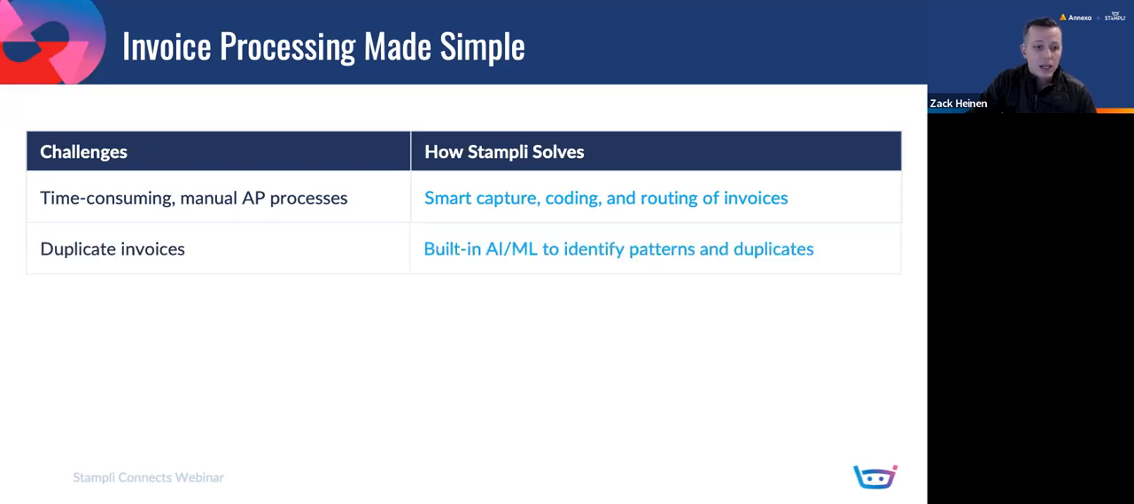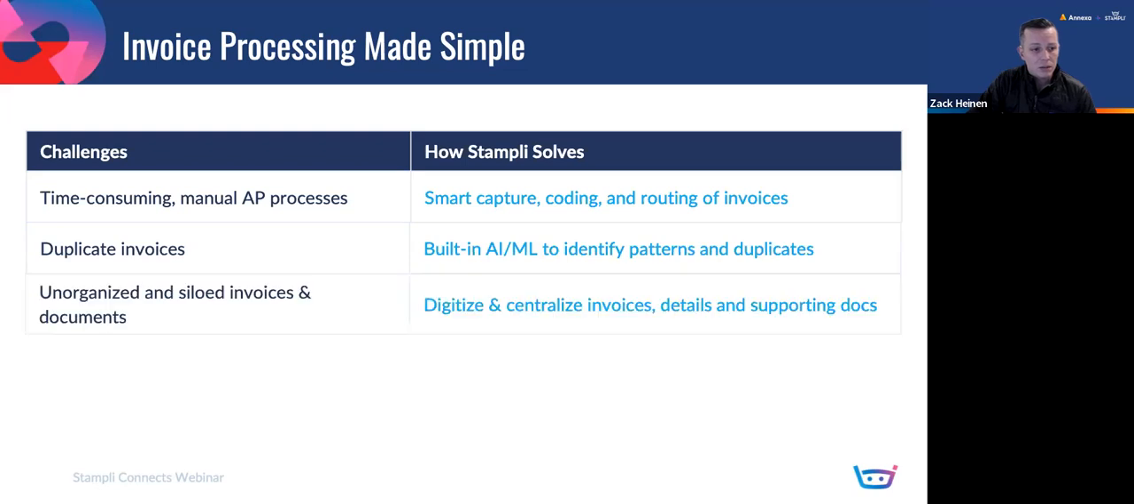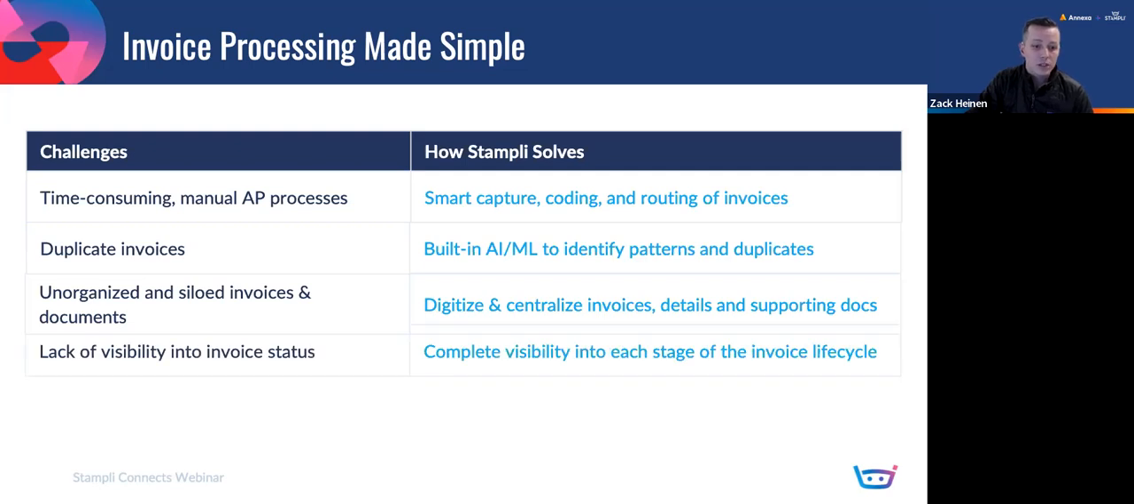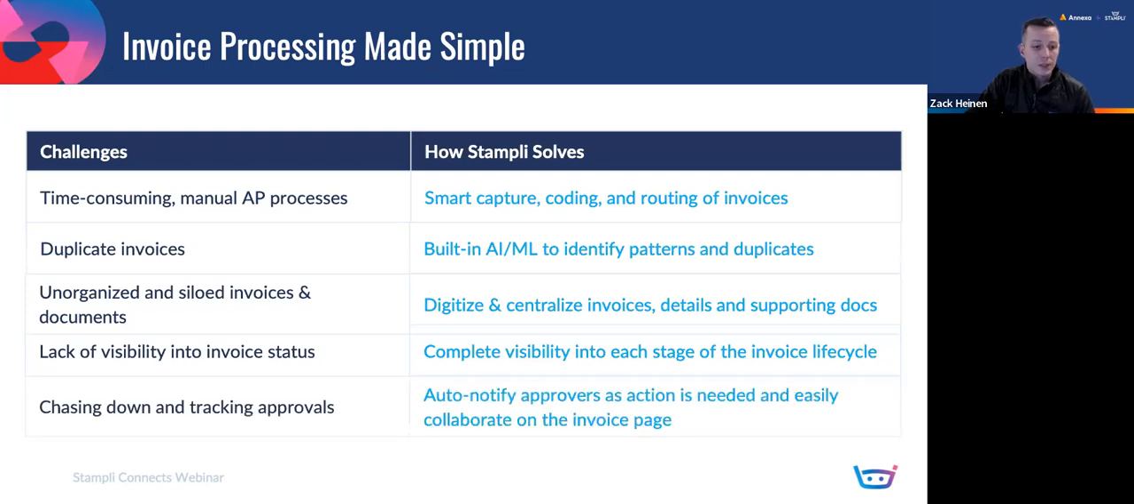We offer built-in AI and machine learning to identify patterns and duplicate invoices instantly. We digitize and centralize invoices, details, and their supporting documents to help organize your process. And we provide complete visibility into each stage of the invoice lifecycle. And lastly, we auto-notify approvers as action is needed so they can easily collaborate on the invoice page.